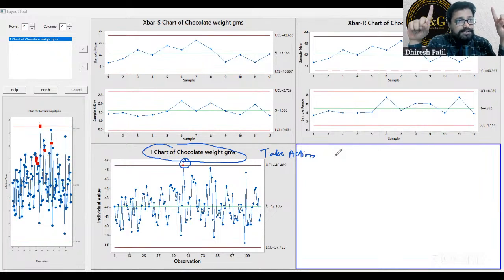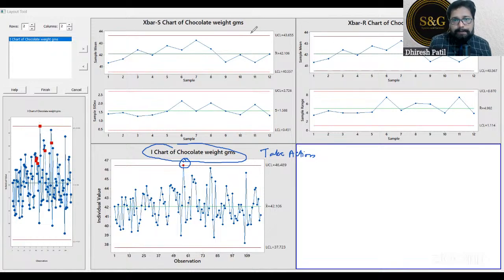Everybody clear with this? In the I chart, if your data goes above control or lower control, both are special cause variation. Few people can consider, okay, only above control limit is a special cause. No, even lower control limit also is special cause variation. You have to immediately take action on that. Investigate, take action, and take the process to the center. Clear?